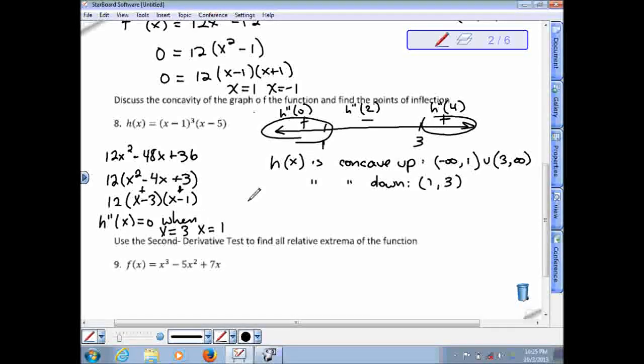We actually need to state the points of inflection, so we know that it's 3 comma something and 1 comma something. So 3 plugged in, 3 minus 1 is 2, 2 cubed is 8. We have an 8. 3 minus 5 is negative 2. 8 times negative 2 is negative 16. If 1 is plugged in, 1 minus 1 is 0. 0 cubed is 0. 0 times anything over there is going to be 0. And these are the points of inflection.